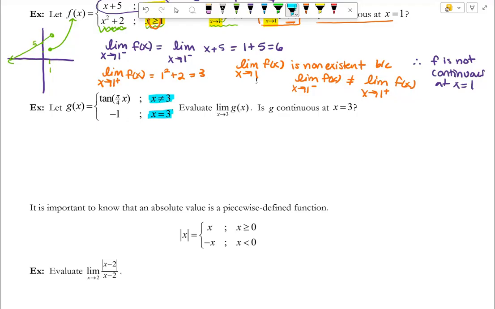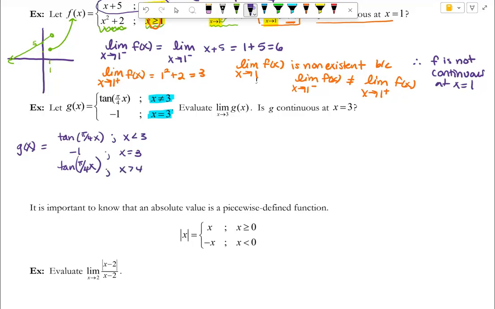Now, if you wanted to, you could actually rewrite this as inequalities. We don't need to, but I could think of g that for values of x that are less than 3, I've got the tangent of pi over 4 x. Then for values of x that are equal to 3, my function value is -1. And then for values of x, oops, I don't know why I wrote a 3 there. For values of x that are greater than 3, I would go back to tan of pi fourths x.